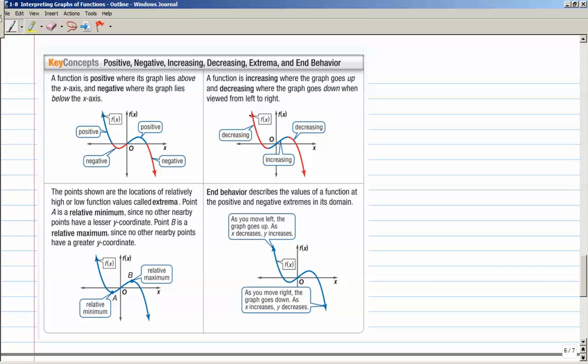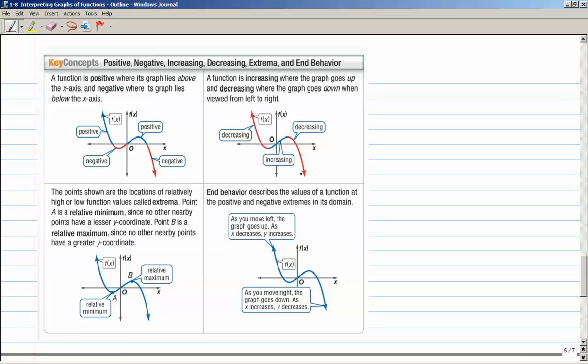And it's a little confusing because we have an arrow going this way, but remember, you're viewing it from left to right. So as I'm going from left to right, it's going down, and then right here it starts going up, and then right here it starts going down again. So that part would also be decreasing.